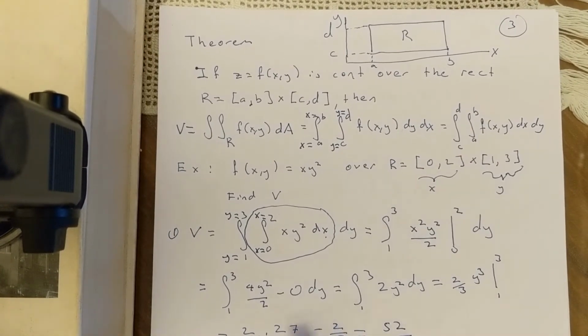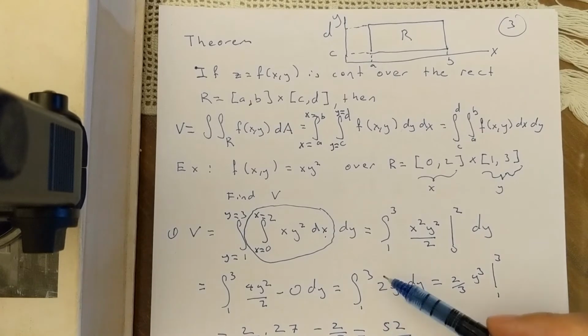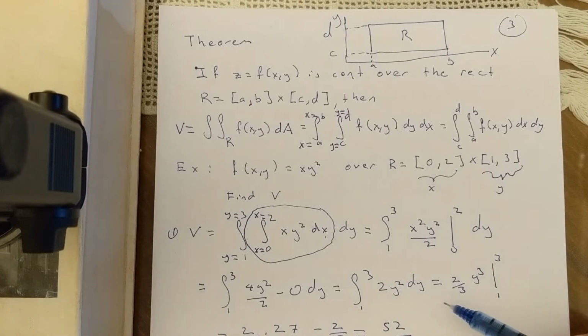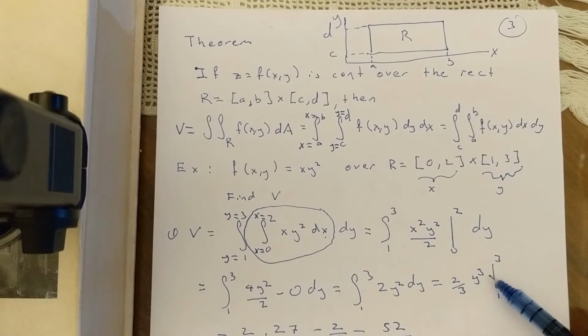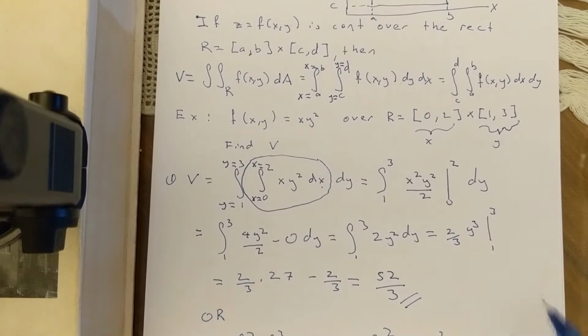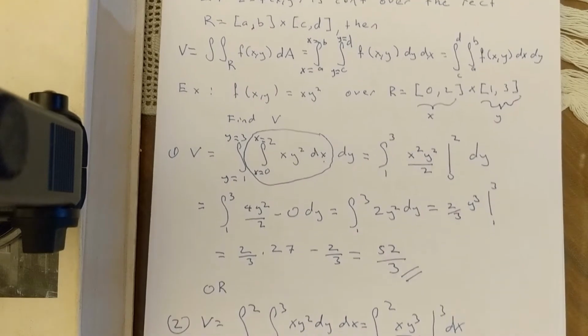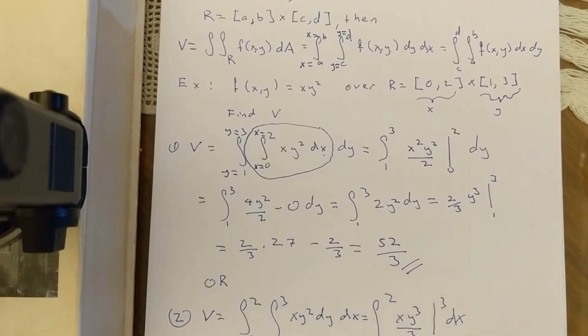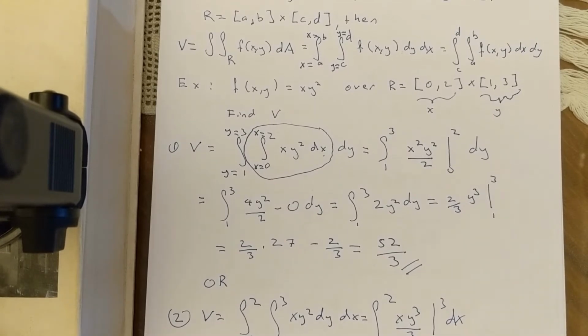Now that has turned the integral into only y's. All the x's have disappeared. So I have the integral from 1 to 3 of 2 y squared dy, which is not that bad. That's just 2/3 y cubed. You remember, increase the power by 1, divide by the same number. Evaluate from 1 to 3. And once we do the evaluation, I get 52 over 3. You can check my math later on.